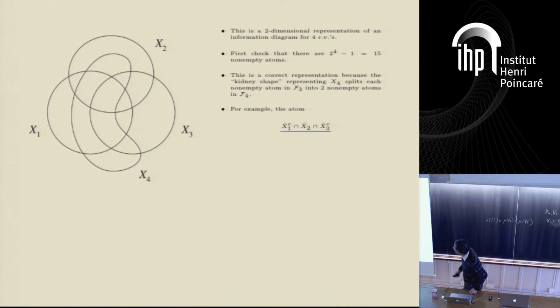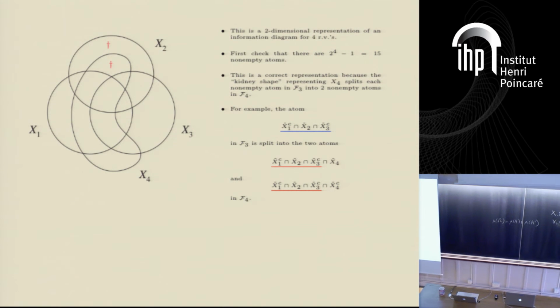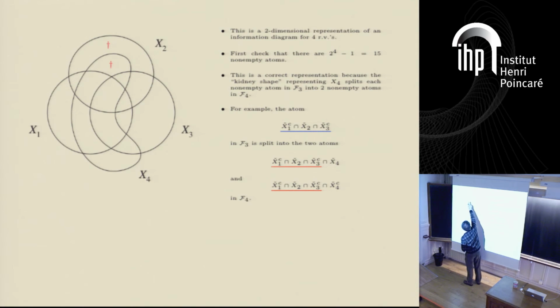For example, this atom, x1 tilde complement intersect x2 tilde intersect x3 tilde complement, corresponds to this guy here. This is an atom in F3, and now this kidney shape splits it into 2 atoms. Namely, this part is in x4 and this part is not in x4. So by drawing the line like this, you manage to split every atom into 2 in one stroke.